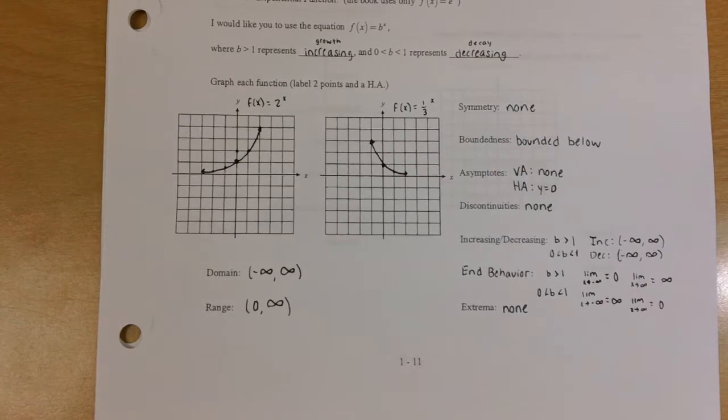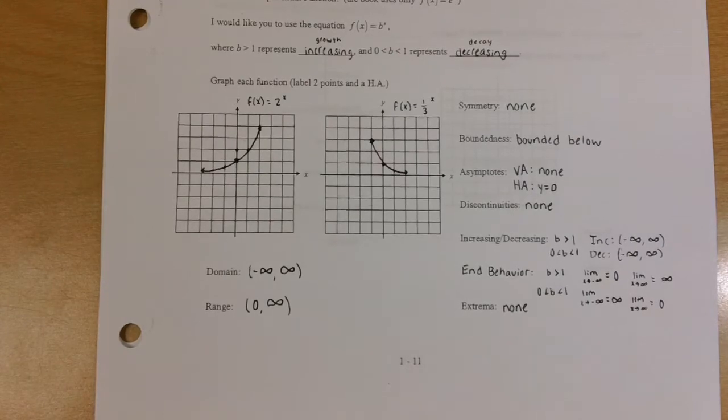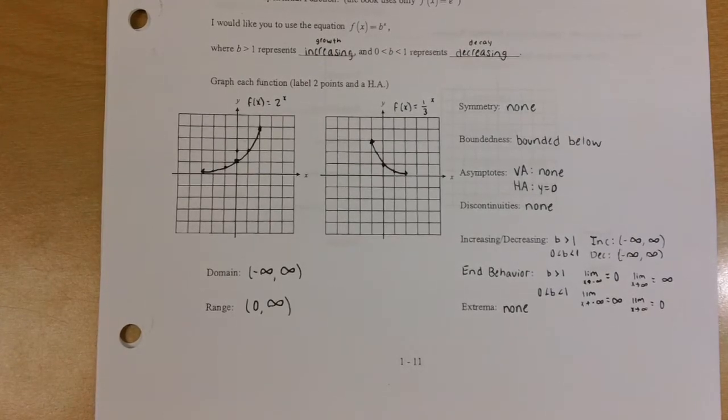For the increasing function, there is no symmetry. It is bounded below. There is no vertical asymptote and a horizontal asymptote at y equals 0. There is no discontinuity. It increases from negative infinity to positive infinity if b is greater than 1.